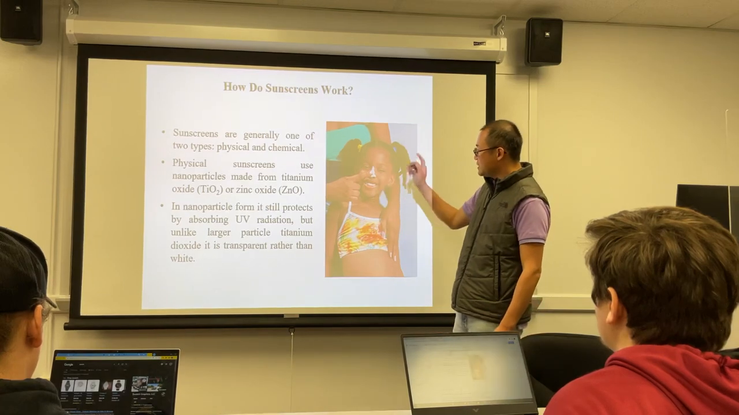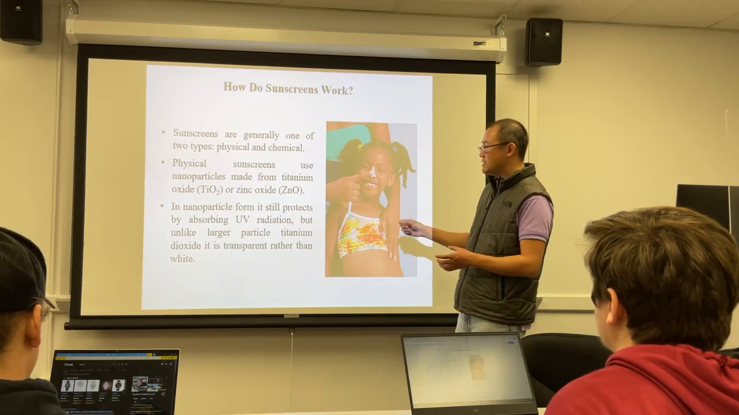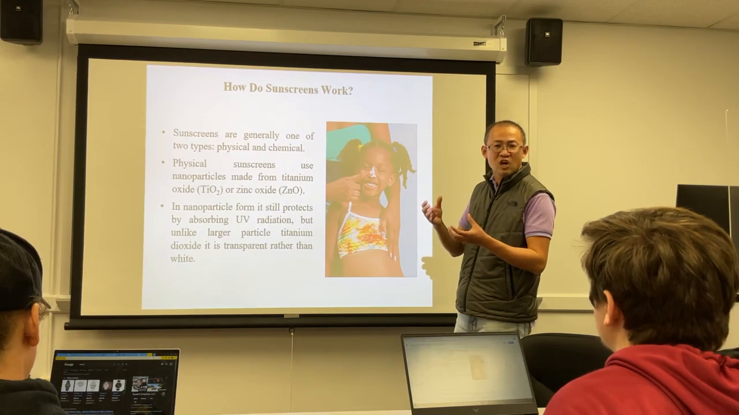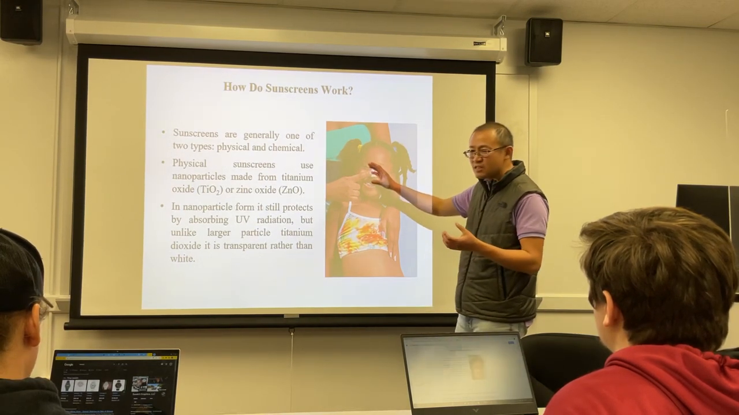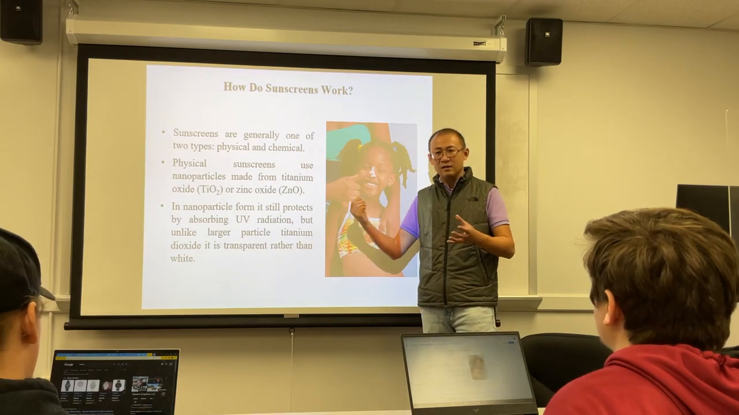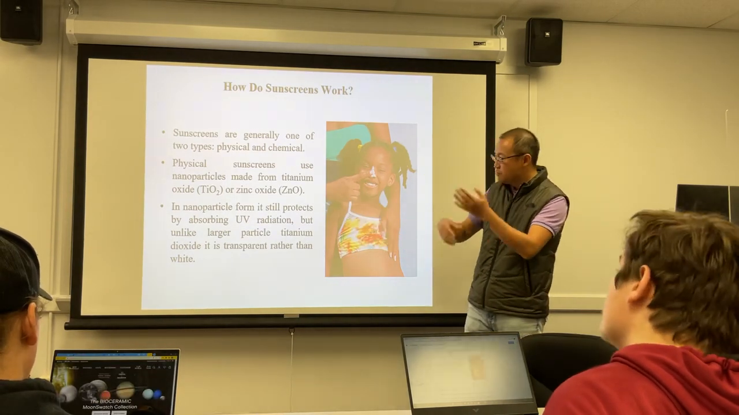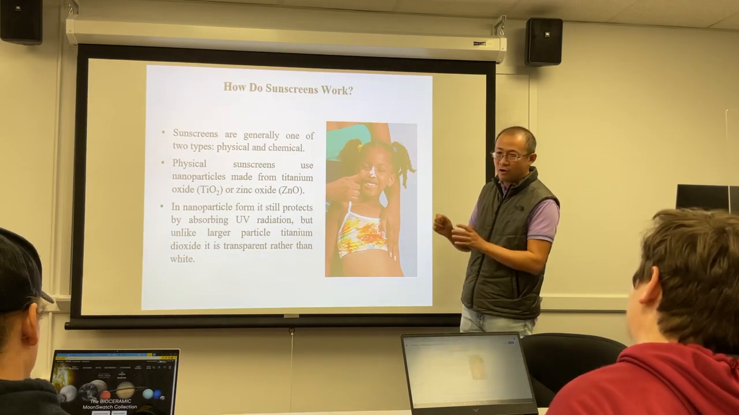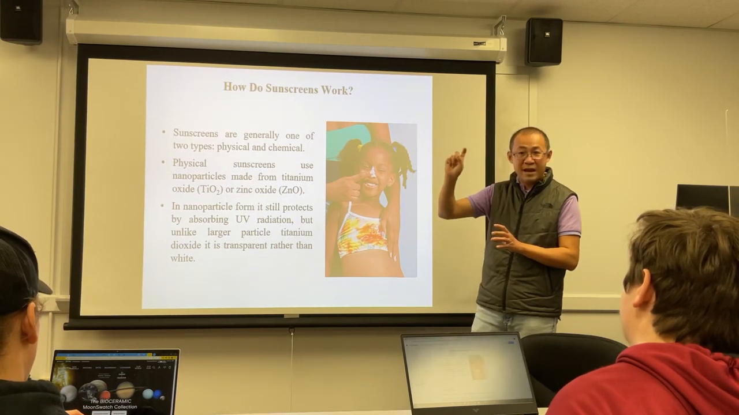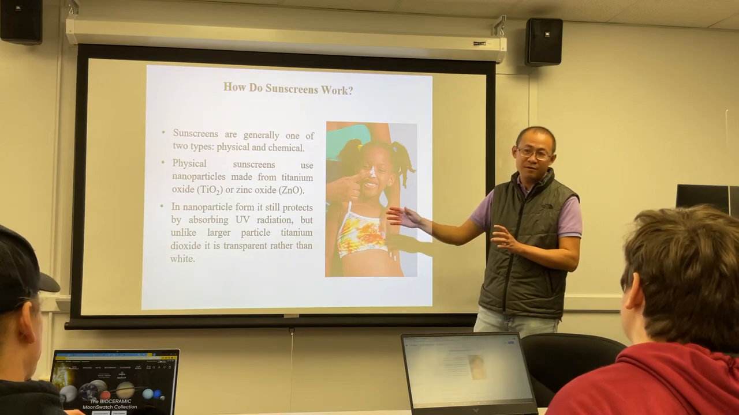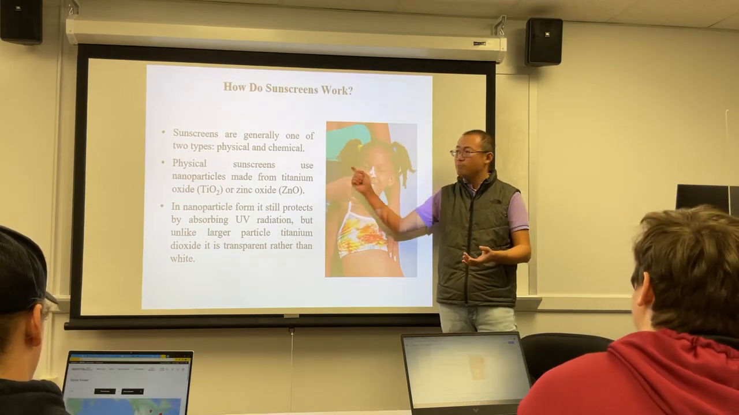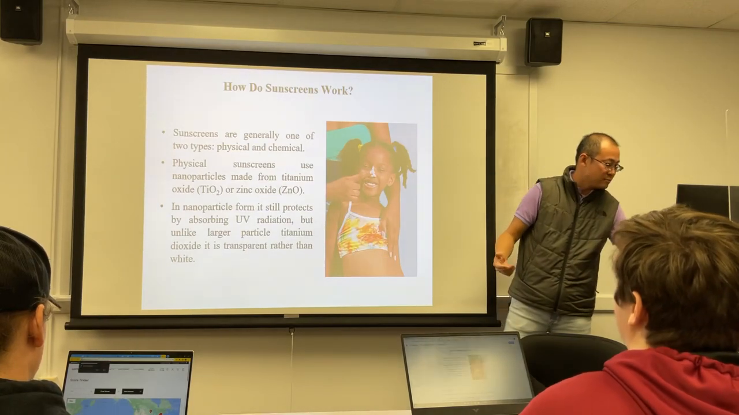Both oxides are white solids. That's why you always see sunscreen is a white paste, right? Nowadays they use better technology to make the particles smaller, so the spraying ones may be transparent, but they're the same thing. Either titanium oxide or zinc oxide, you can read the label. Either one of these two, or sometimes both.